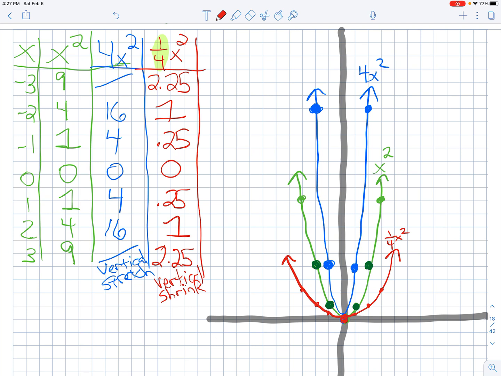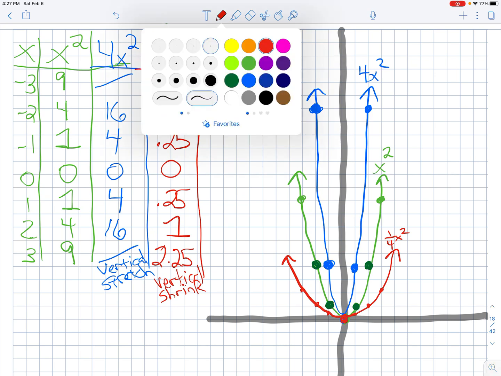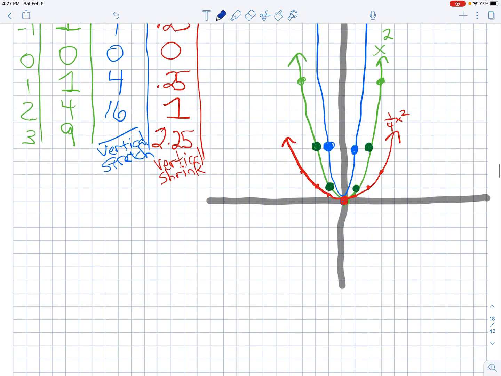Alrighty, everybody, here we are again. I want to formalize now the vertical stretch and the vertical shrink. How to recognize an equation that is a vertical stretch of a quadratic function or a cubic function or what have you.